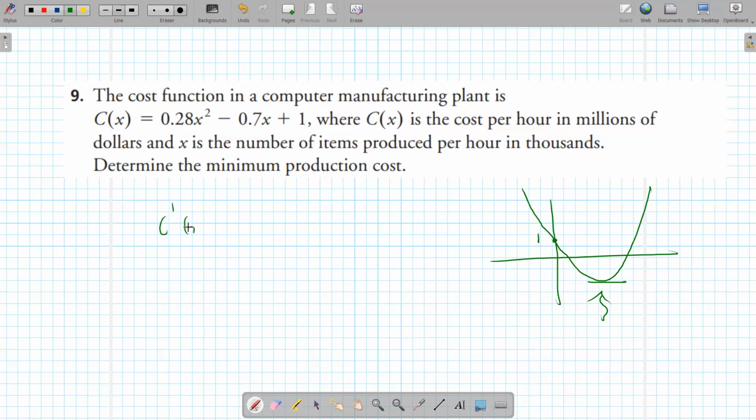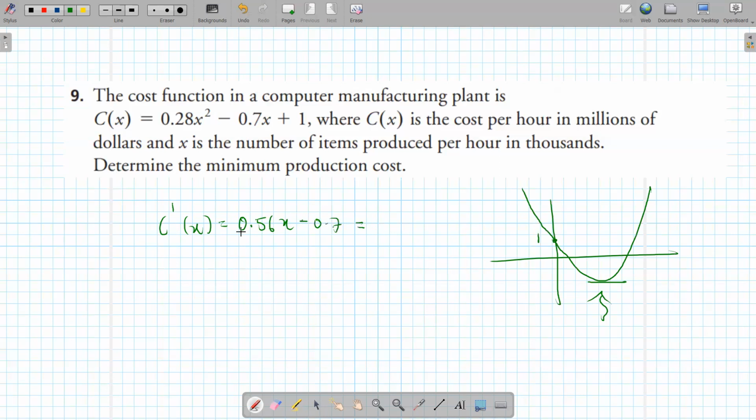They've given us C of x. Let's find C prime of x. So again, bring the 2 down. What's 0.28 times 2? What's the derivative of negative 0.7x? Negative 0.7.